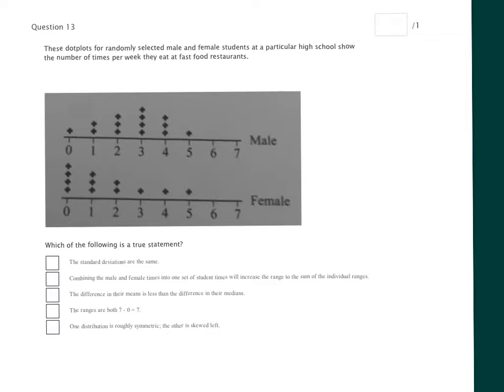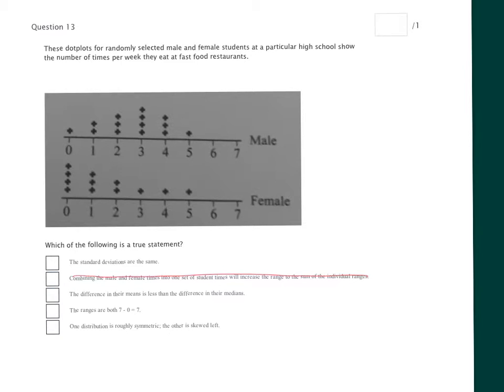Combining the male and female times into one set of student times will increase the range to the sum of the individual ranges. No, their ranges are the same. 5 minus 0 is 5, and 5 minus 0 is 5, and if I put all those together, it's still going to be 5. So I definitely know it's not this one.